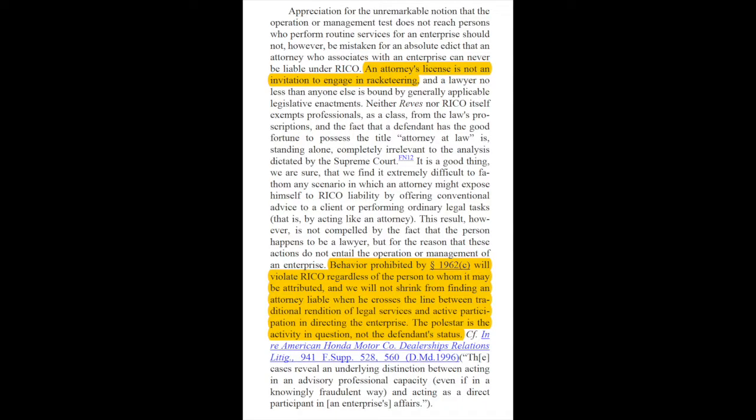And the Eighth Circuit said, you know, if these allegations are proven to be true, absolutely, these lawyers can be held liable. The Eighth Circuit said an attorney's license is not an invitation to engage in racketeering, and behavior prohibited by 1962(c) will violate RICO regardless of the person to whom it may be attributed. And we will not shrink from finding an attorney liable when he crosses the line between traditional rendition of legal services and active participation in directing the enterprise. The pole star is the activity in question, not the defendant's status.